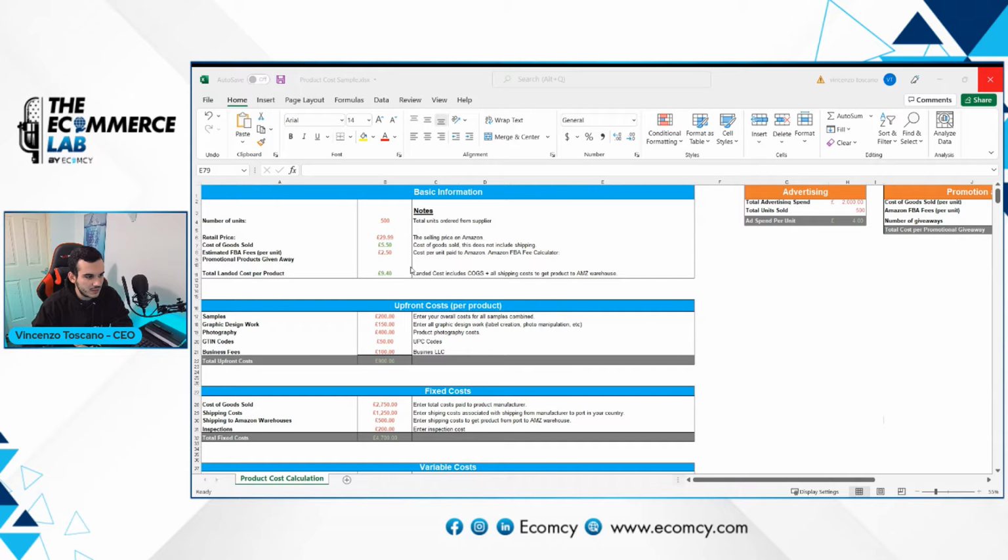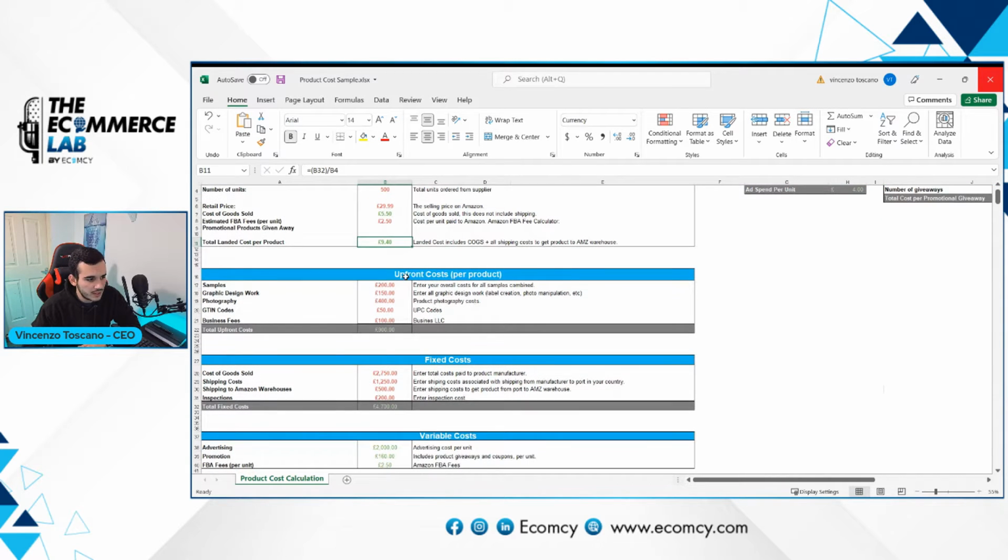We are basically calculating what the landed cost is going to be. As you can see here, the landed cost is the total fixed cost, which I'm going to explain in more depth now, divided by the number of units you're going to be ordering. So here your landed cost is $9.4.